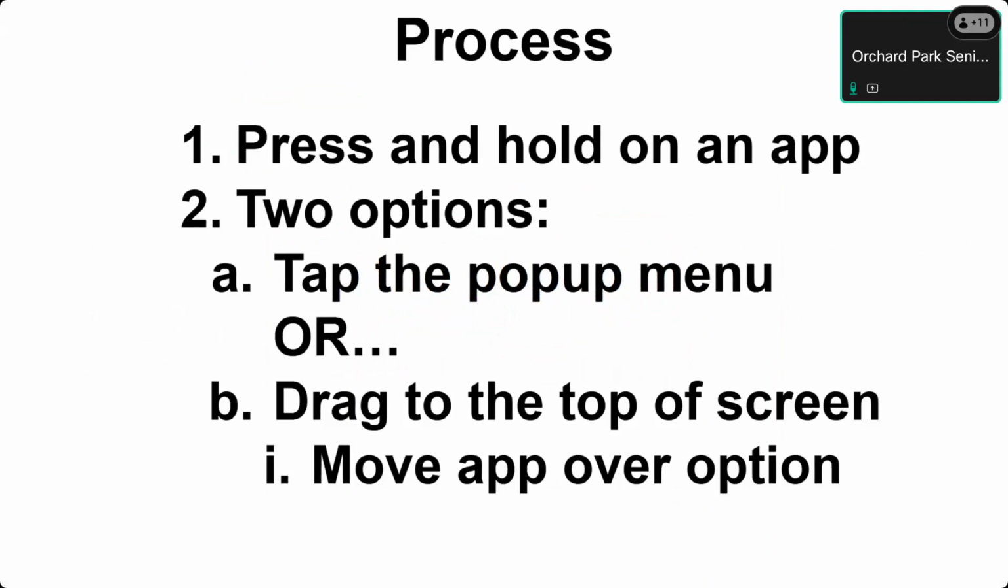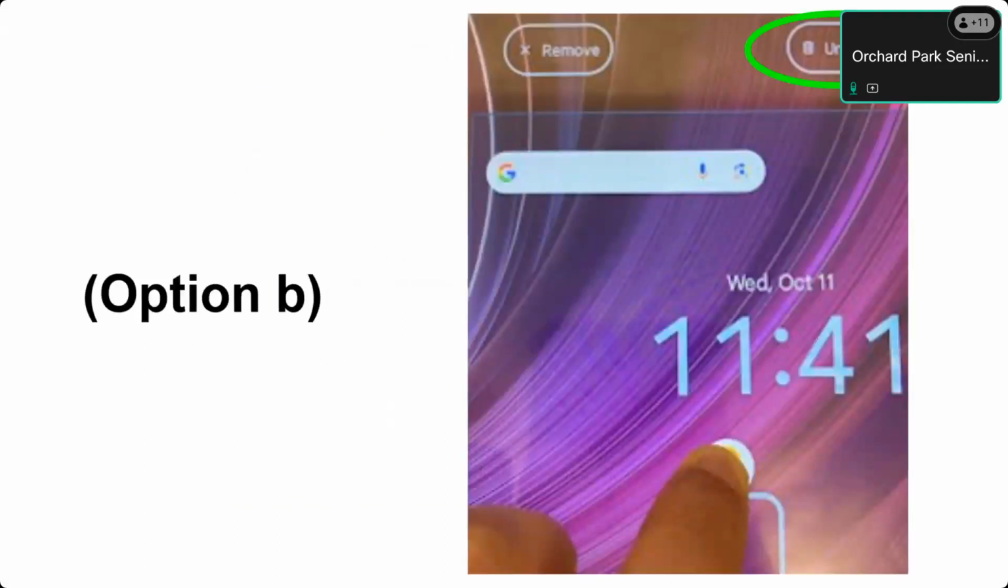Androids are a little different. Not as, I would say, not as smooth. You have to press and hold on the app. And you will either get a pop-up menu or you drag the app to the top of your screen. So I don't have the option to show you option A, but option B is I am pressing down on a particular app. And what I am about to do is drag it to the top of the screen. And I get two options at the top: remove and uninstall.